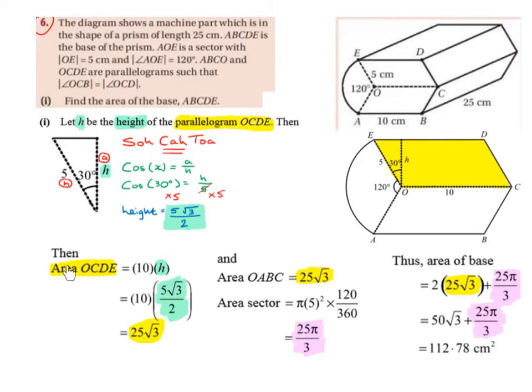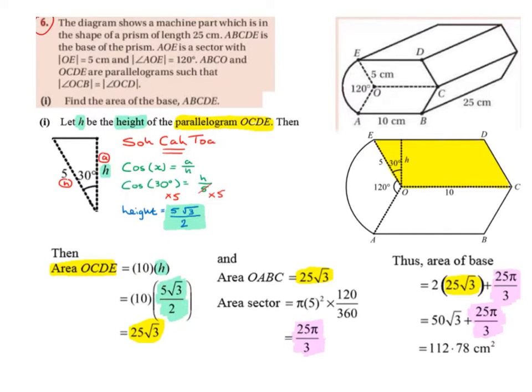So the area of OCDE, which is the parallelogram, is going to be the base, which is 10, multiplied by the height, which is 5 root 3 over 2. And 10 by 5 root 3 over 2 is 25 root 3. So the area of that parallelogram is 25 root 3. And then the area of OABC is also 25 root 3 because they're identical. And now we just have to get the area of the sector and add it on.